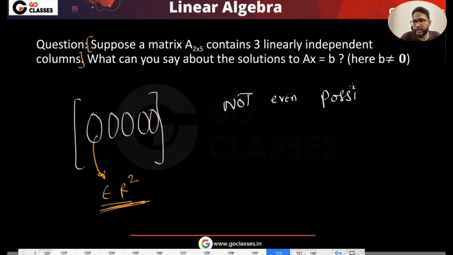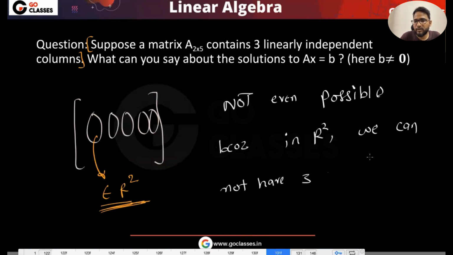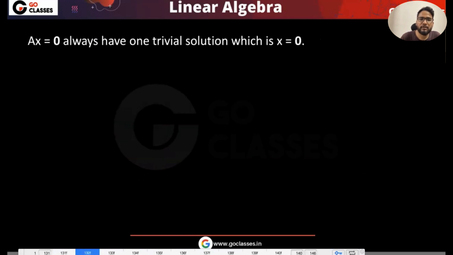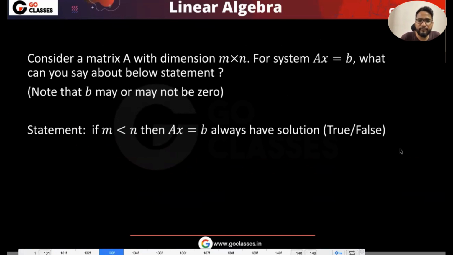It is not possible because in R2 we cannot have 3 linearly independent columns. Ax equal to 0 always has one trivial solution, which is x equal to 0. That we already know.